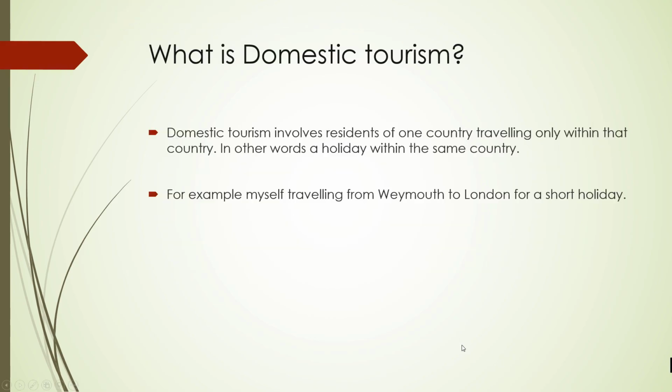Okay, so the last one now. So domestic tourism. There's not much about domestic tourism. Domestic tourism involves residents of one country traveling only within that country. In other words, a holiday within the same country. So it's like myself, for example, traveling to London for a short city break, or a London citizen traveling to Weymouth to experience the beach and to enjoy leisure activities in Weymouth.